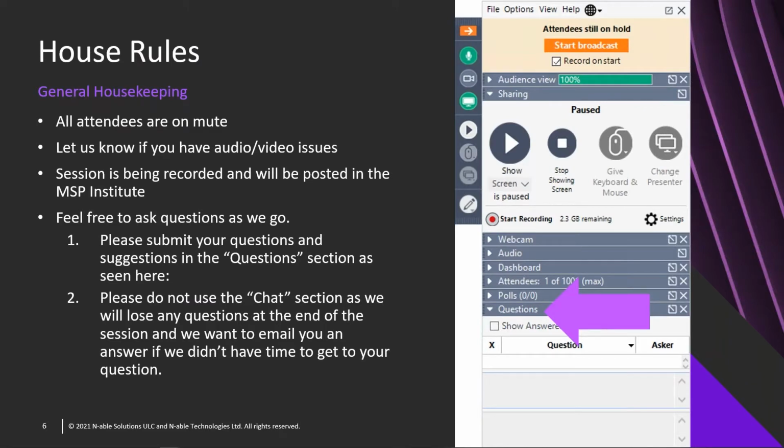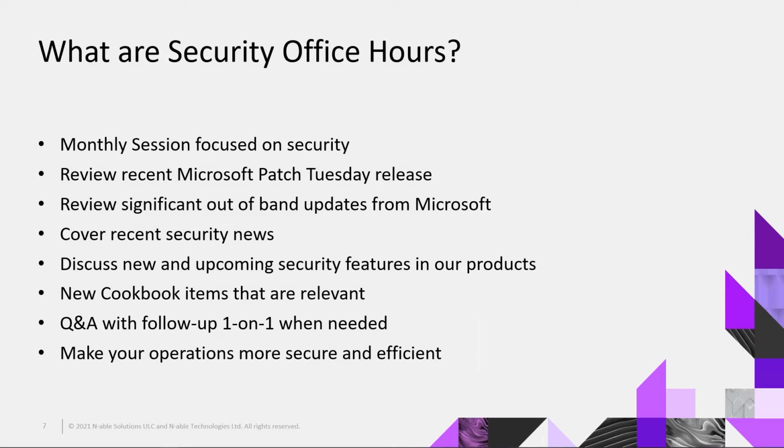For anybody that's not been to an office hours before for security, just a quick, well, what is this? It's a monthly session that's focused on security. We'll review the recent Microsoft Patch Tuesday release and any significant out-of-band updates that came out from Microsoft in the previous month. Also go over if there's any known issues or anything you should be aware of for those patches and security updates. Cover any significant recent security news, or maybe just a couple of news articles that you might be able to use for your own content generation. Any new and upcoming things for us and the security features or products we have. Also cookbook items. If you have not been exposed to the cookbook, you'll get your first exposure to the cookbook today, which is where we keep a bunch of pre-made monitors, scripts, tasks, 24/7 checks for RMM and in Central. And we'll also have plenty of time for Q&A today. This is all with the goal of just making your operations more secure and efficient to get you up to the next level from wherever you currently are.